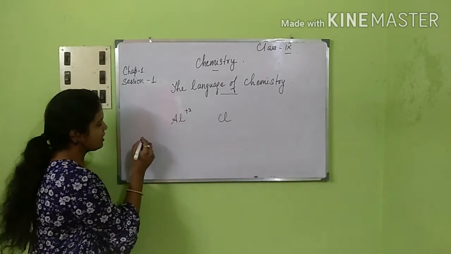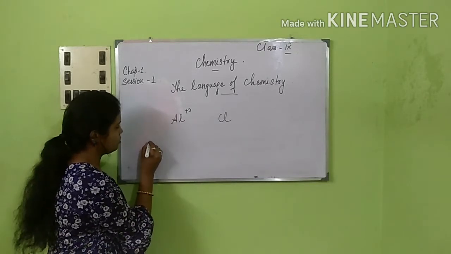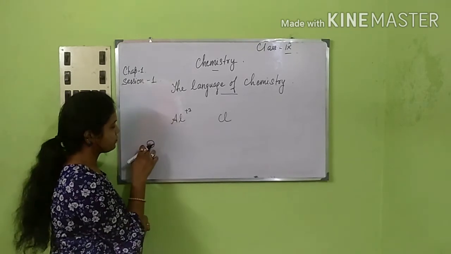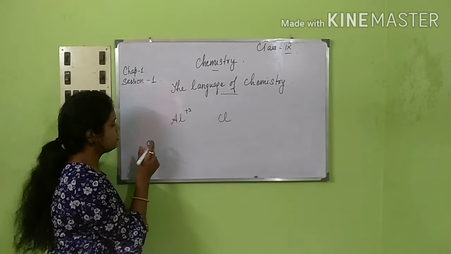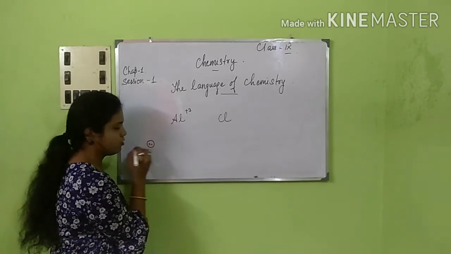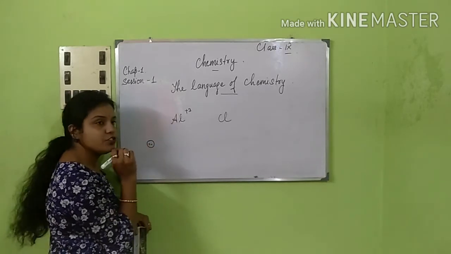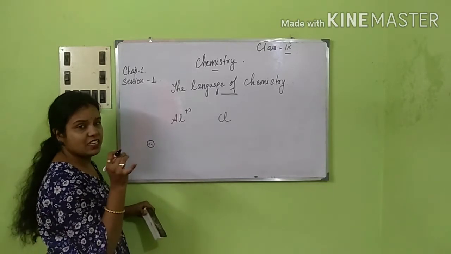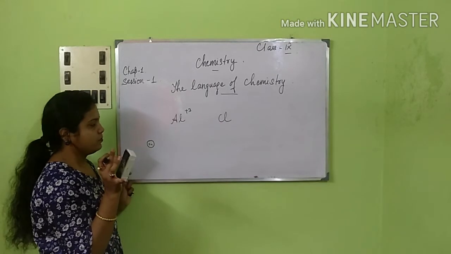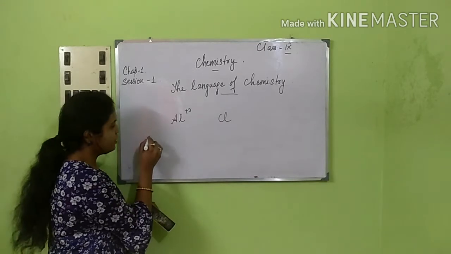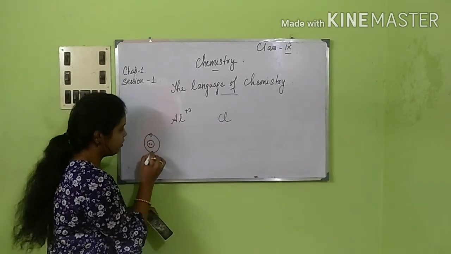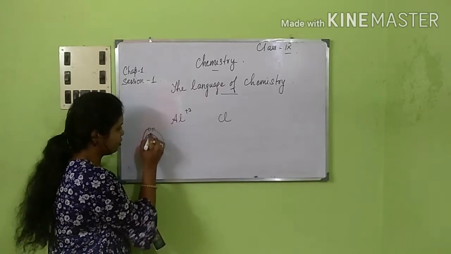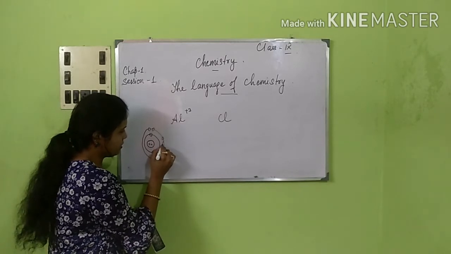I'll come to it in the other chapters also. Suppose this element to be oxygen. I'm writing oxygen here. So oxygen has overall 8 electrons in it. Now the first shell will have 2 electrons and the last shell will have 6 electrons: 1, 2, 3, 4, 5, 6.